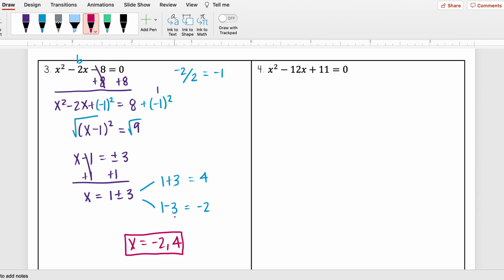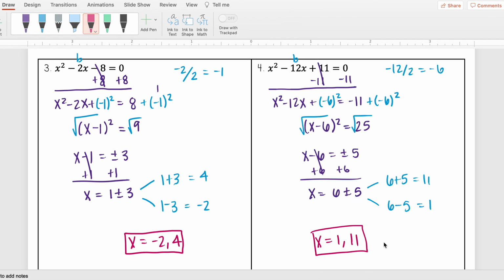Okay, go ahead and pause the video, and I want you to try this last problem on your own. When you think you have it, go ahead and press play. So the answers you should have gotten here were that x equals 1 or 11.